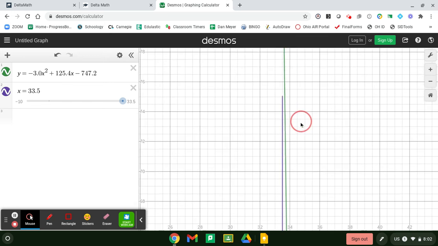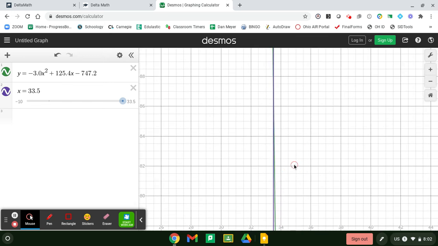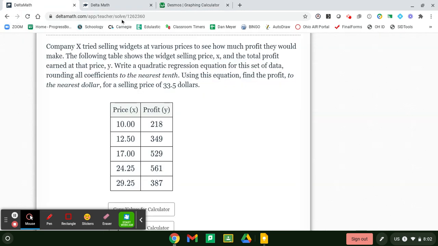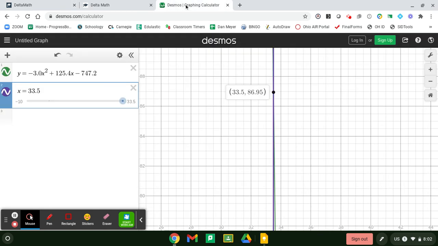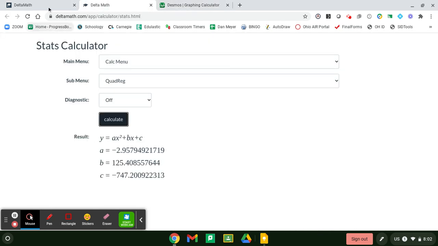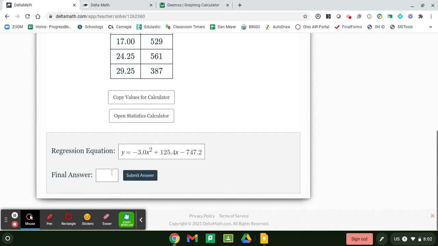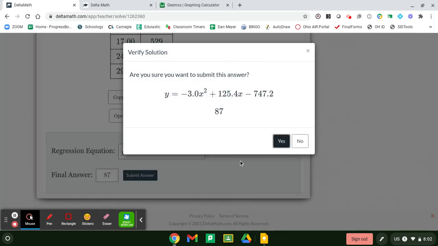So I'm getting close. And then Desmos is pretty good about knowing where the intersection is. So you can just click somewhere and then it'll highlight it for you. So when the item is 33.50, looks like my profit is going to be 86.95. What were the directions? To the nearest dollar. So 86.95 would be $87. And you need to do 3 of these. Hope I get a green check.